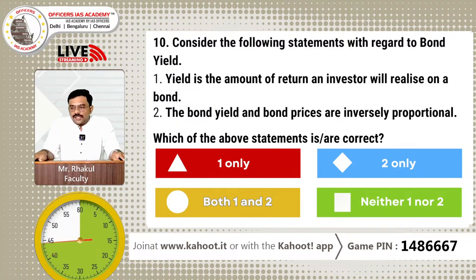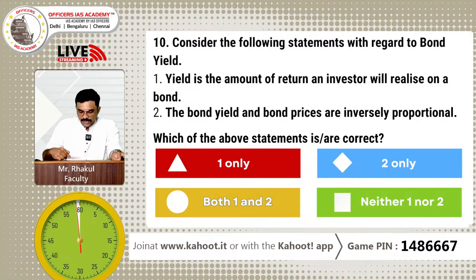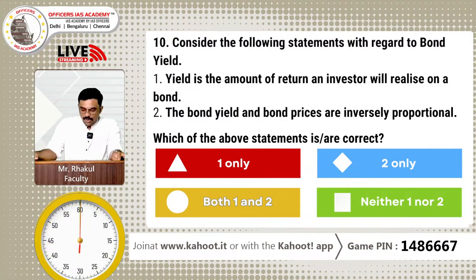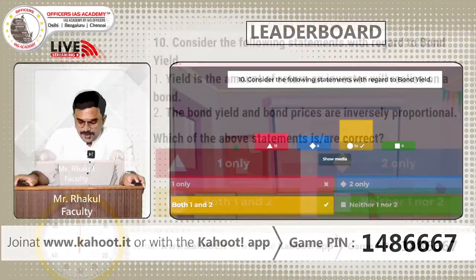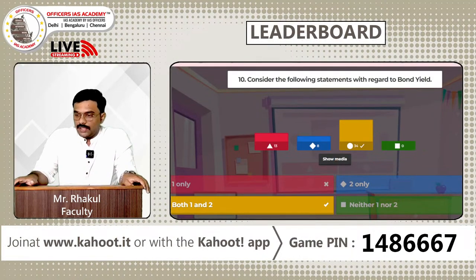You have 25 more seconds to answer. Yield is the amount of return an investor will realize on a bond. That is statement 1. The bond yield and bond prices are inversely proportional. That is statement 2. You have 10 more seconds to give the correct answer. Bond yield. 4 more seconds, 3, time's up. The correct answer here is option C. That is, both are correct.